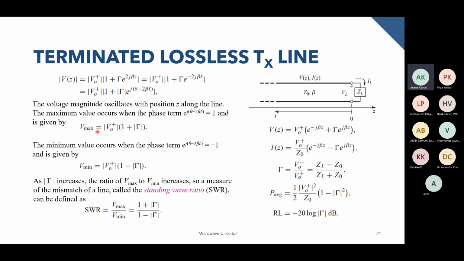Again we can find out the maximum voltage and the minimum voltage from this particular expression by substituting the exponential term equal to 1 or minus 1. So under different circumstances you can find out the maximum and minimum voltage, and we also define the ratio of this maximum voltage and minimum voltage as the standing wave ratio, or the voltage standing wave ratio. Substituting the values, we get the standing wave ratio as 1 plus mod of gamma divided by 1 minus mod of gamma.